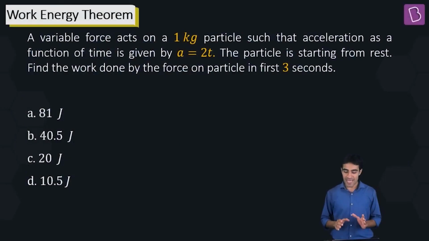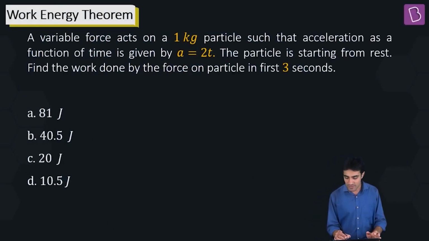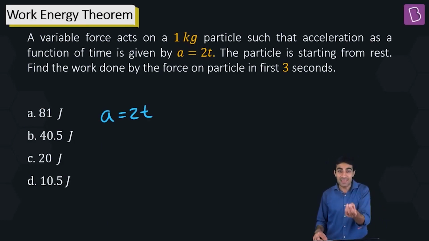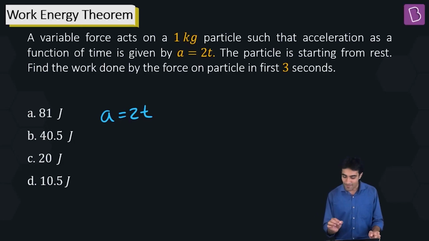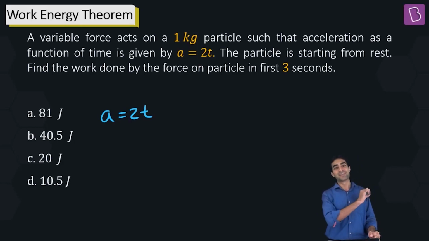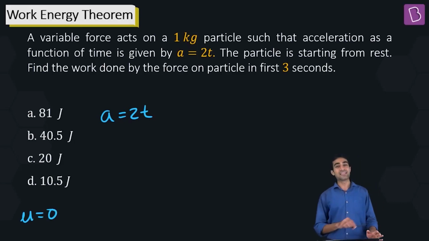A variable force acts on a particle of 1 kg such that the acceleration as a function of time is given by A is equal to 2t. So we know how the acceleration is varying with time. Acceleration is not constant, it is varying with time, and we know the function. Okay. The particle is starting from rest, so we know the initial speed of the particle u is equal to 0.